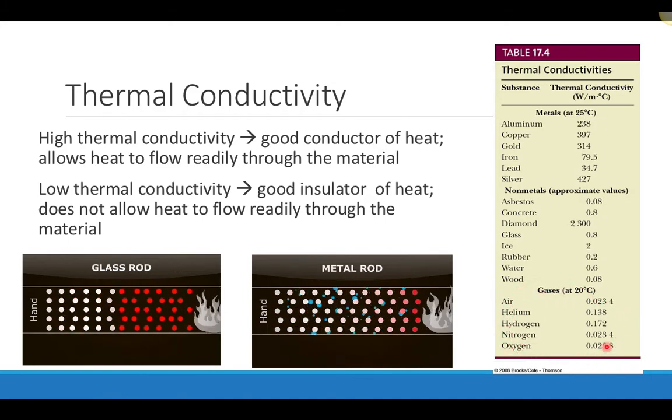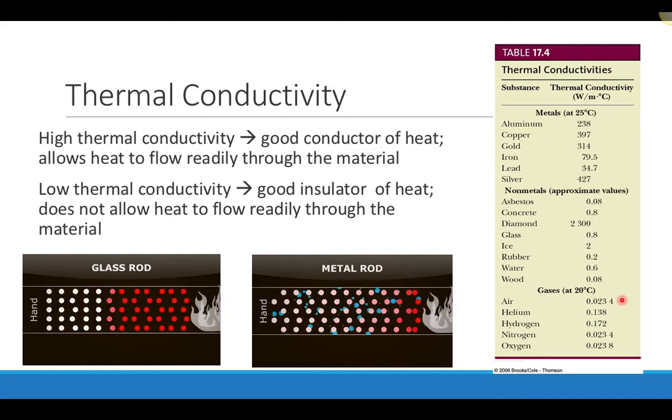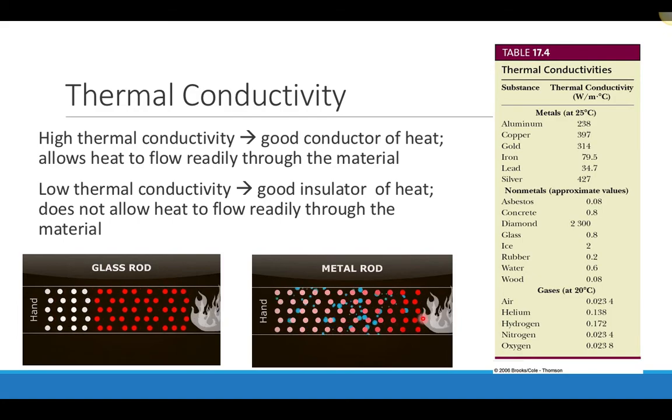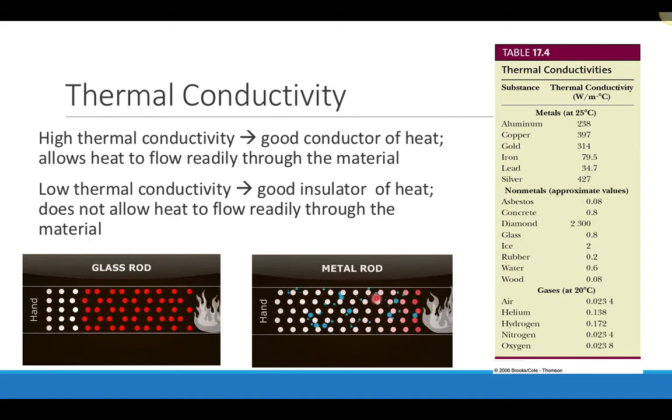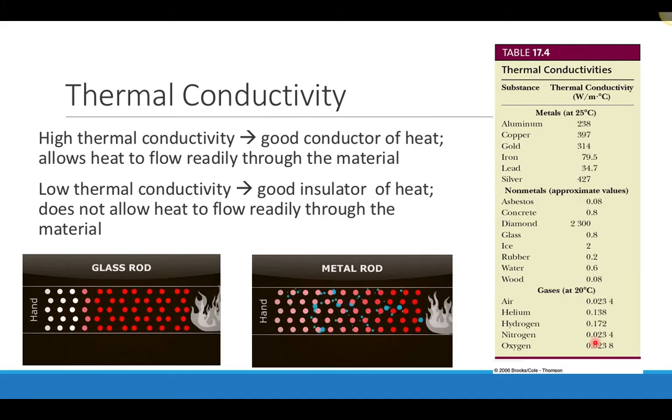Gases are really not very good at conducting energy via conduction because the molecules are so far apart. Energy is transferred through the material because the atoms and molecules get excited when the temperature increases and pass it along to the next one, but in a gas, the molecules are much further spread apart, so it's harder to transfer that energy.